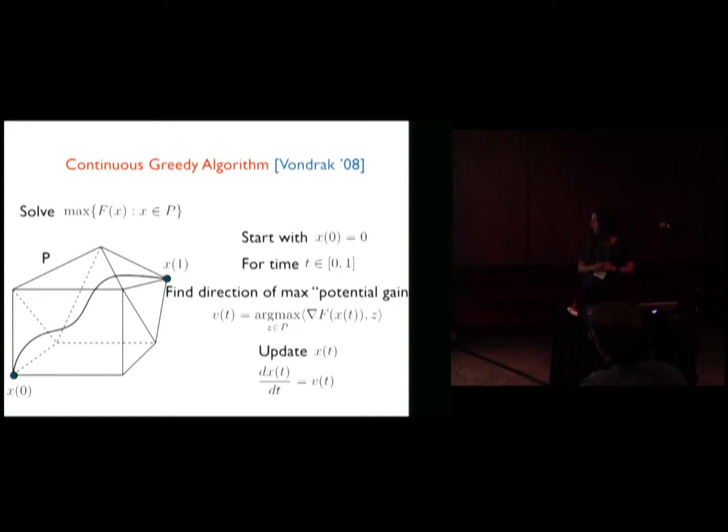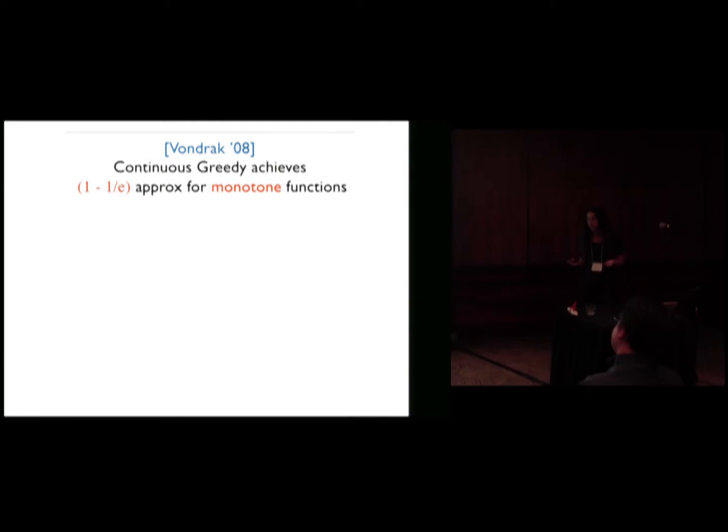Okay? So this is the continuous greedy algorithm, and it traces a curve from the origin to some vertex of our polytope in this fashion. And remarkably, what Jan Vondrak was able to show is that if our function is monotone, meaning that the value on supersets is at least as big as the value on any subset, so if the value can only increase, then the continuous greedy algorithm achieves the optimal 1 minus 1 over e approximation. Okay? So for monotone functions, we have a 1 minus 1 over e approximation.